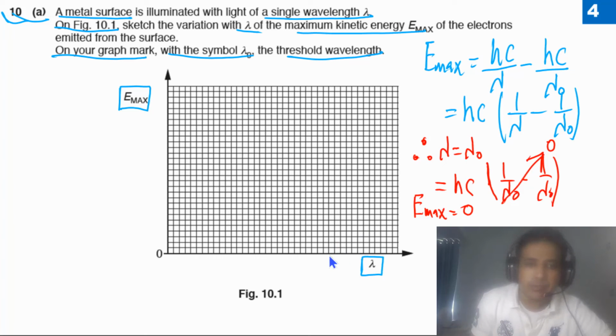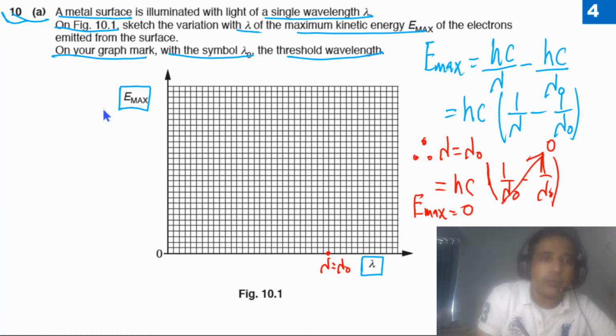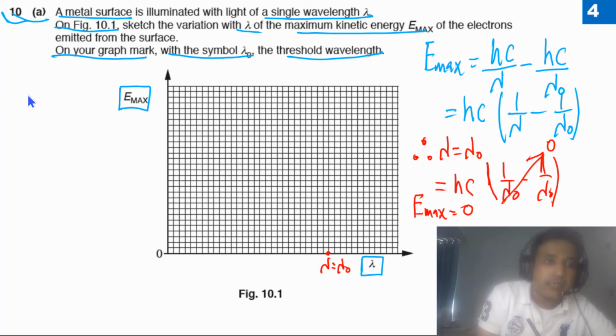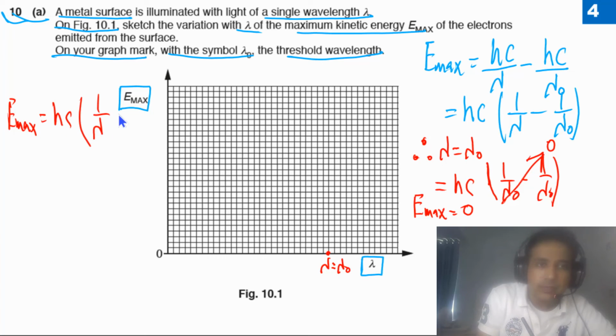So we can simply mark a point somewhere here, it doesn't matter where. Let's say this is the value of lambda that is equal to lambda naught. So Emax at this point has to be 0. This is case 1. Now we can look at the second case, where we have Emax equal to hc times 1 over lambda minus 1 over lambda naught.